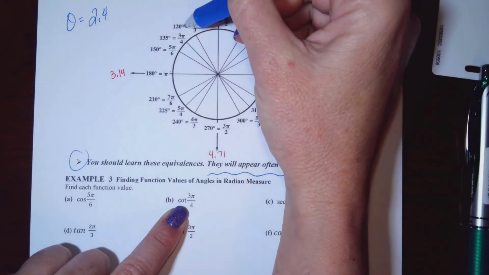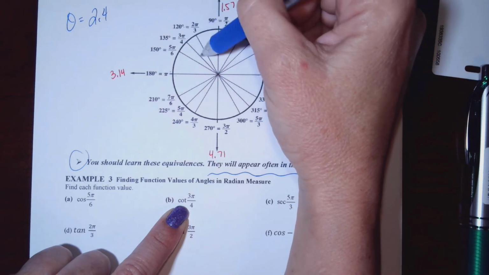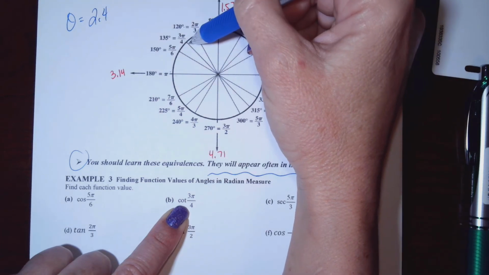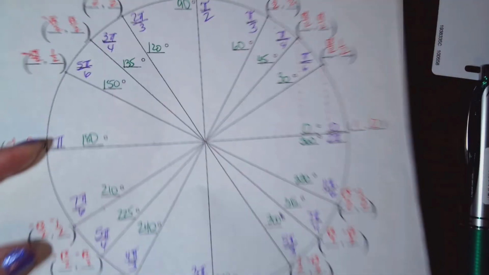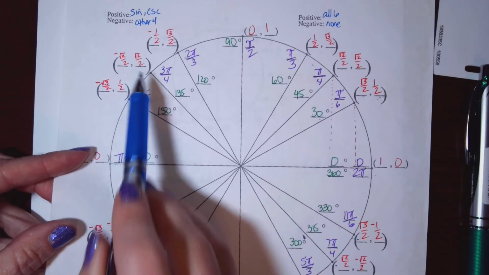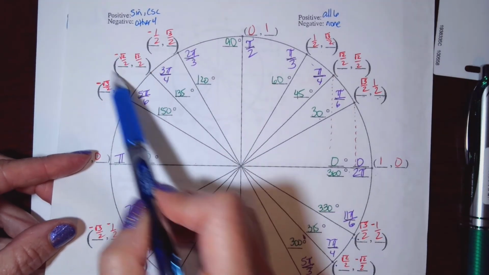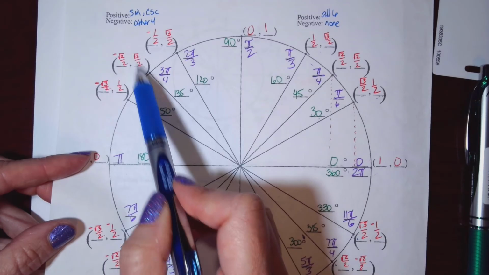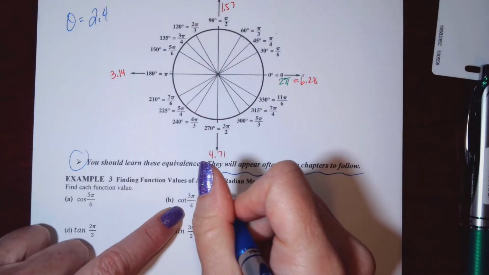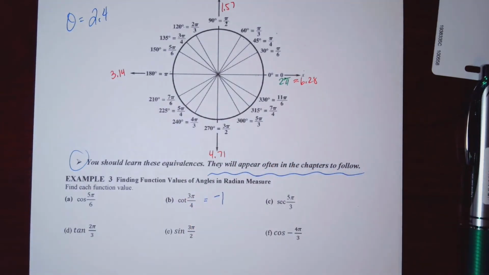3 pi fourths is that angle in quadrant 2, the 45-degree reference angle in quadrant 2. Well, my 45s all have the same coordinates for sine and cosine. The only difference is what's positive, what's negative. Well, in quadrant 2, x is negative, y is positive. Cosine over sine, because it's cotangent, is a -1 here in quadrant 2.